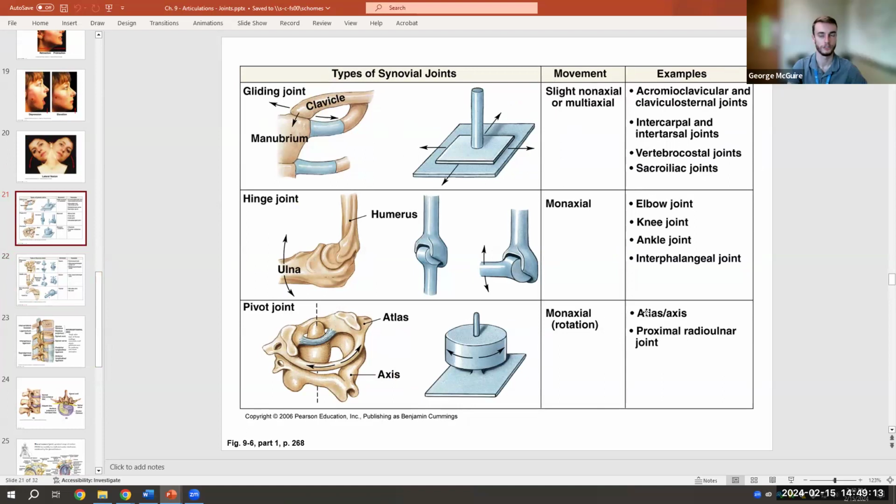Sorry, again, I feel like I'm maybe not hearing you clearly. Right, the two examples of our pivot joint that we were given are the atlas-axis, so between our C1 and C2, and then our proximal radioulnar joint. So the joint where the radius and the ulna meet in the forearm, that is proximal, so closer to the elbow joint, which allows us to rotate those two bones around each other.